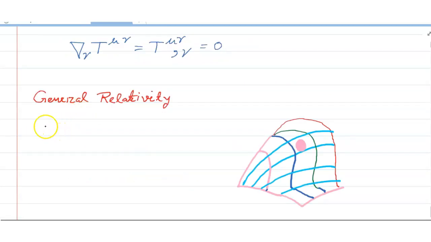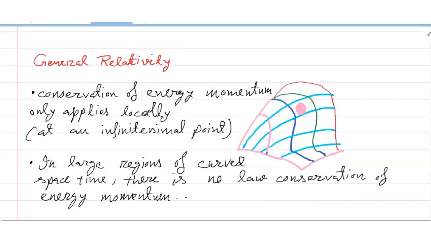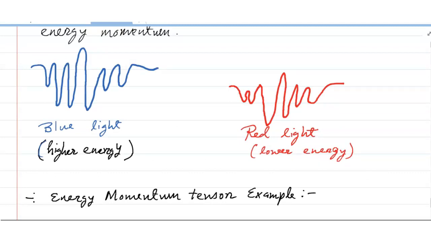In general relativity, conservation of energy momentum only applies locally at an infinitesimal point, not in a large region of curved space-time. There is no law of conservation of energy momentum. For example, in an expanding universe, the wavelengths of photons expand along with space, redshifting them to lower energies. Energy is simply lost in this case and is not conserved.